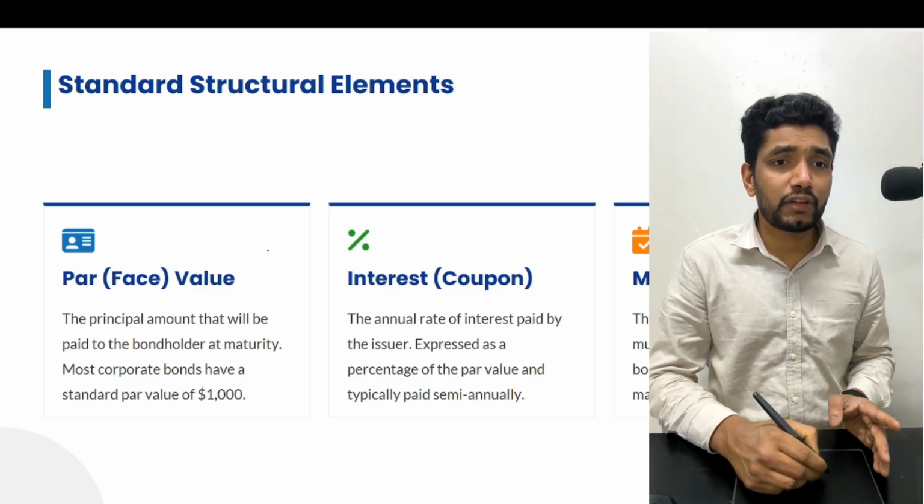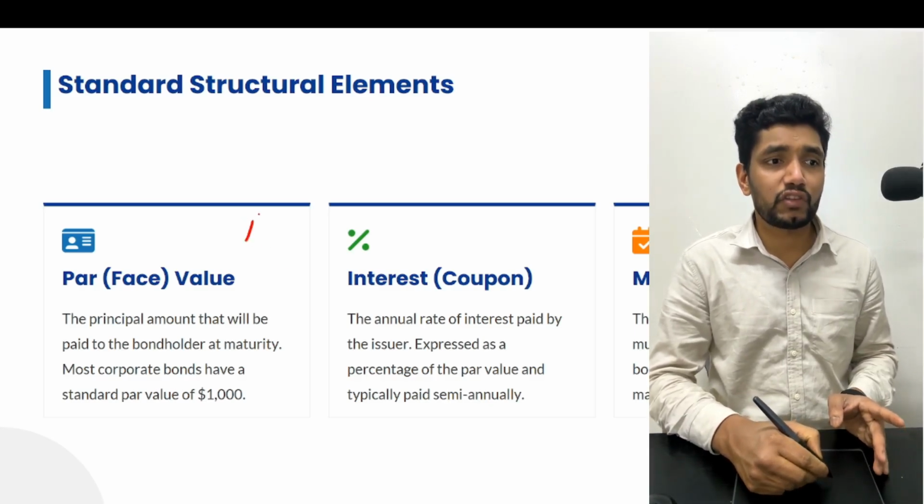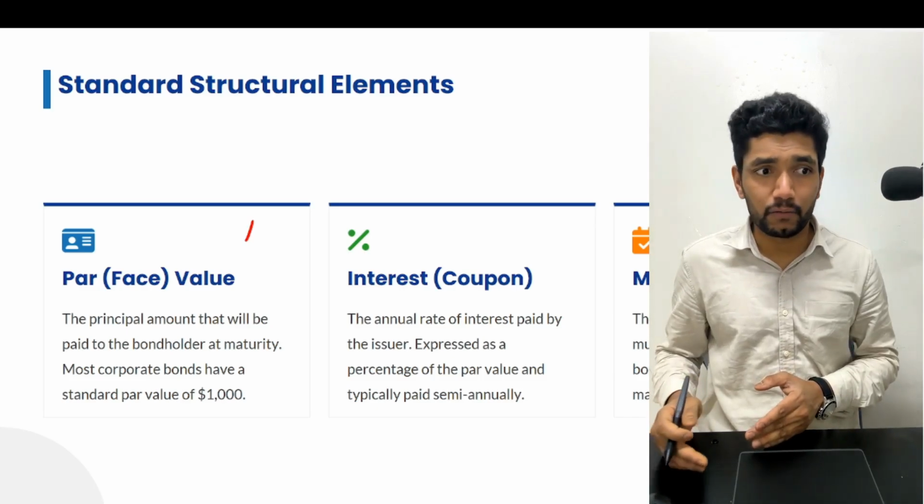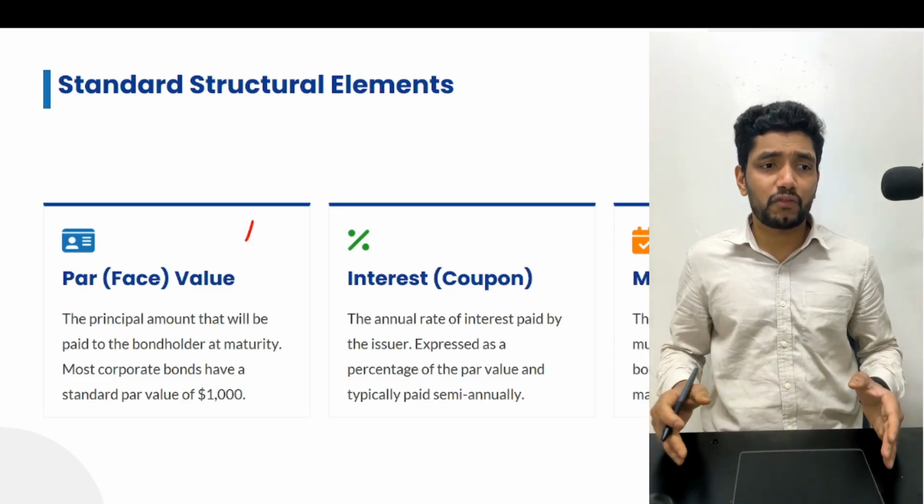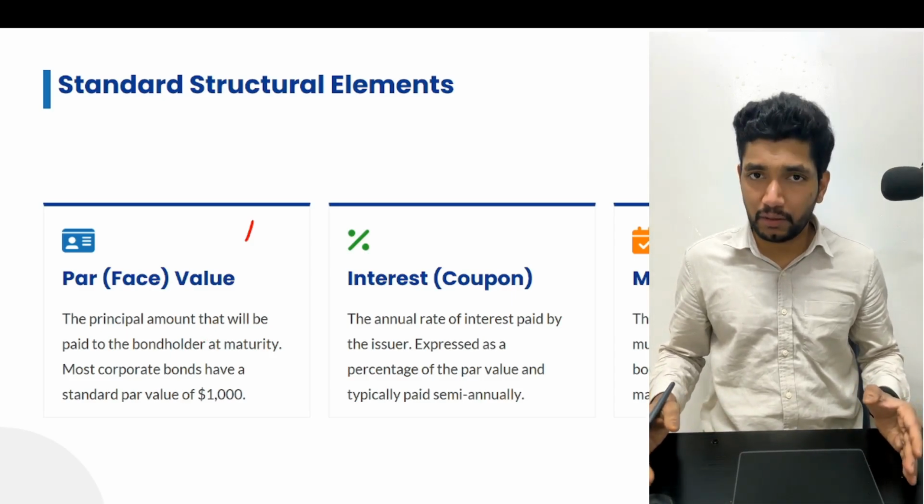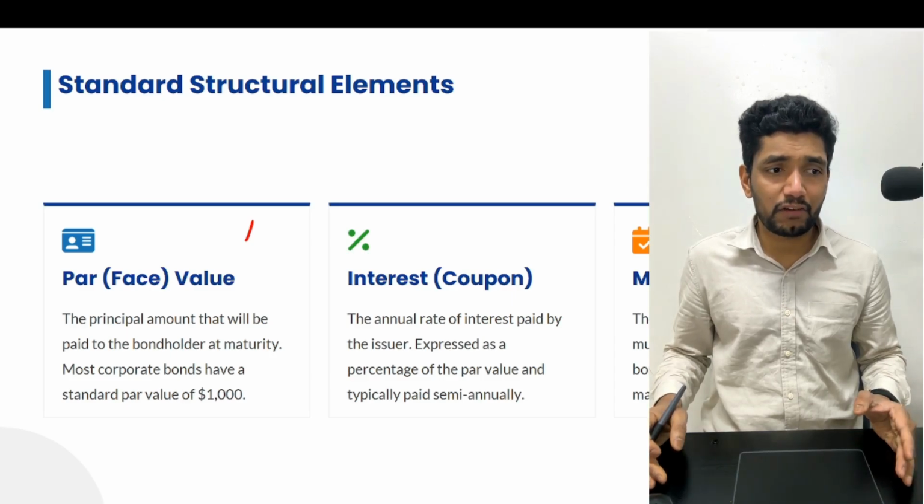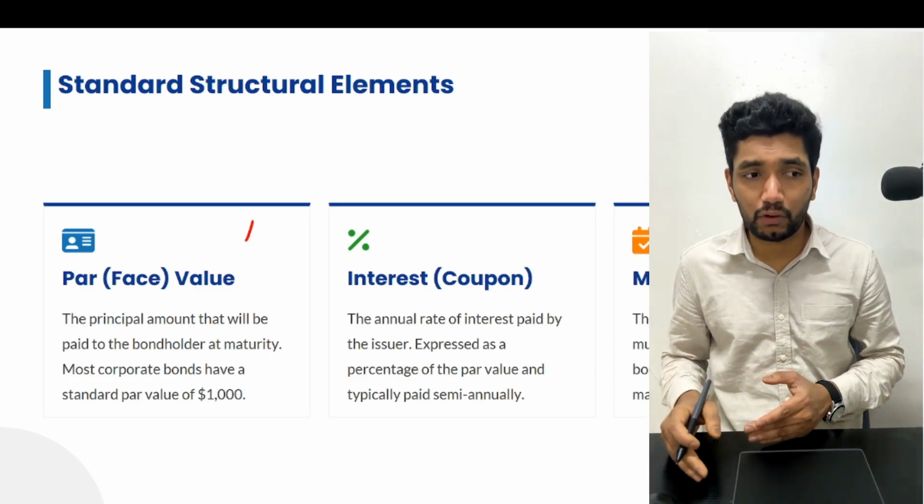Here are some terms related to bonds. First one is par or face value. The par or face value is the principal amount that will be paid to the bondholder at maturity. Most corporate bonds have a standard par value of $100,000.